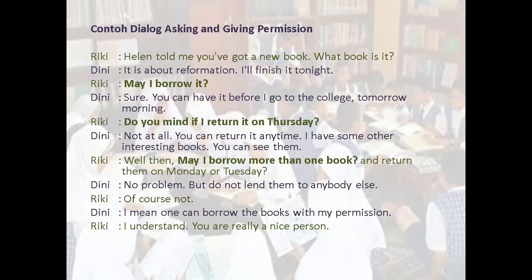I have some other interesting books. You can see them. Well then, might I borrow more than one book and return them on Monday or Tuesday? No problem. But don't lend them to anybody else. Of course not. I mean, no one can borrow the books without my permission. I understand. You are really a nice person.